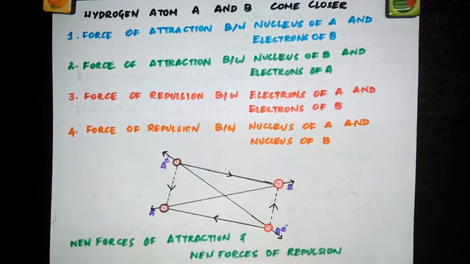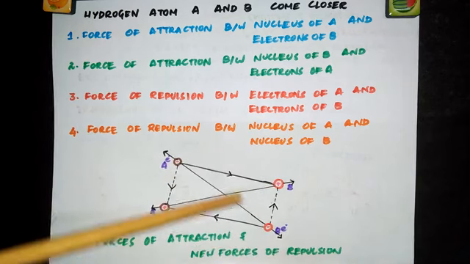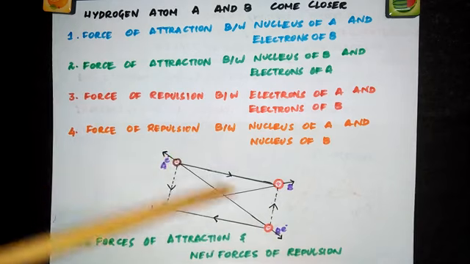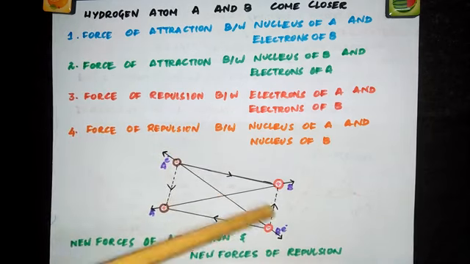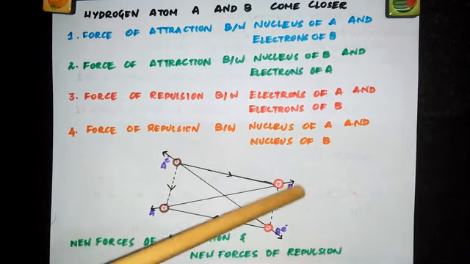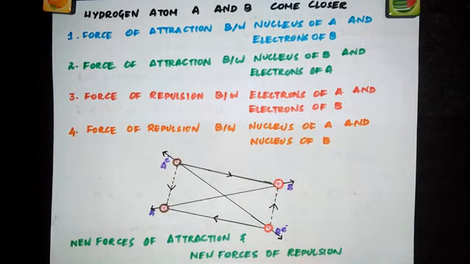What is the new force of repulsion? Between the electron of A and the electron of B, there is repulsion. See, the arrow is in the opposite direction. So there will be repulsion between the electron of A and the electron of B. Same way there will be repulsion between the nucleus of B and the nucleus of A.